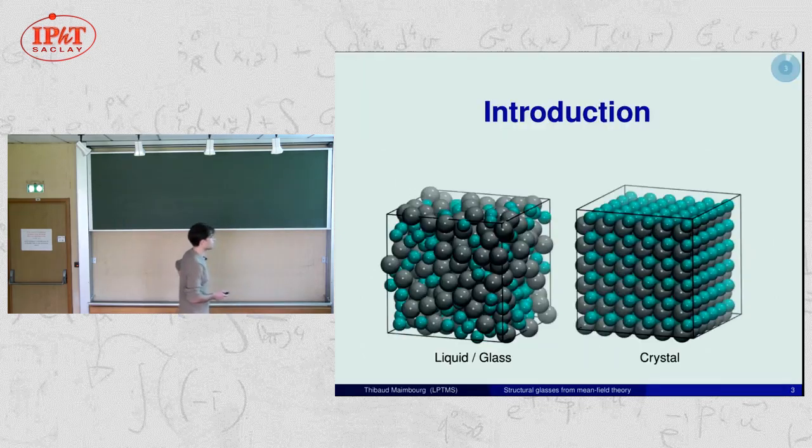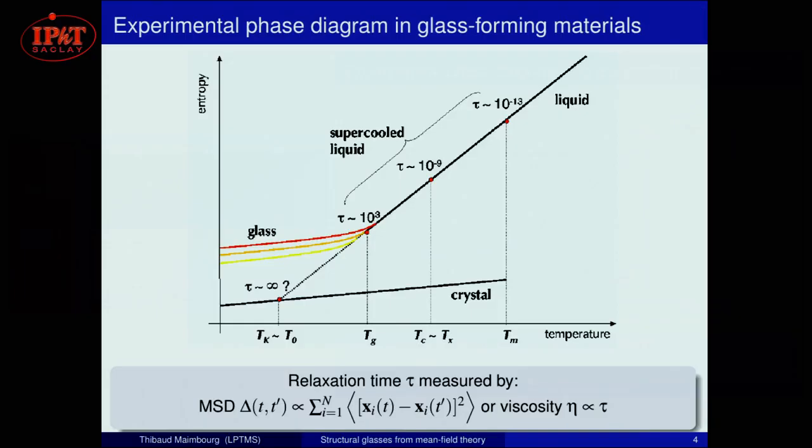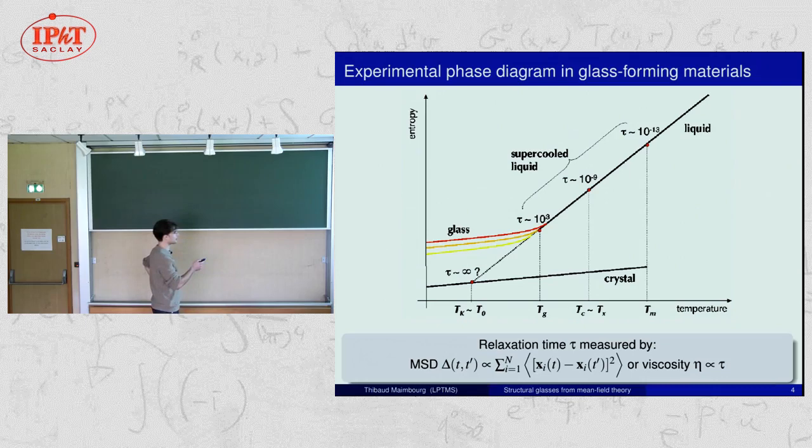All right, so let me start by introducing this mean field theory. First, I would like to recall what I think is the most striking feature about glasses. This is basically entropy versus temperature. When you form a glass, you typically perform an experiment in which you fix a certain cooling rate. You start from a high temperature liquid here, and you start cooling it down, and at some point you will encounter this first order transition to the crystal phase.